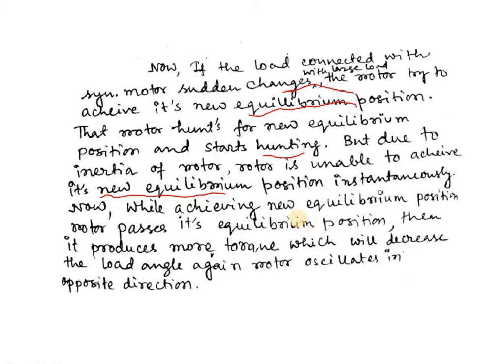Now, while achieving the new equilibrium position, the rotor passes its equilibrium position, then it produces more torque which will decrease the load angle. Again, the rotor oscillates in the opposite direction. That means when the rotor tries to get the new equilibrium position, it will need more torque to achieve the equilibrium position and decrease the load angle. So again, the rotor will start oscillating in the opposite direction.